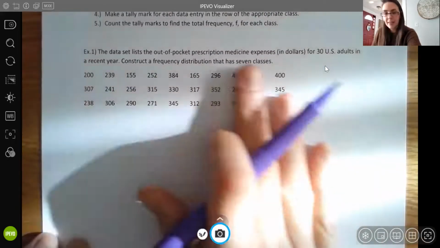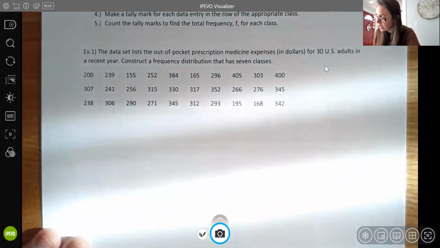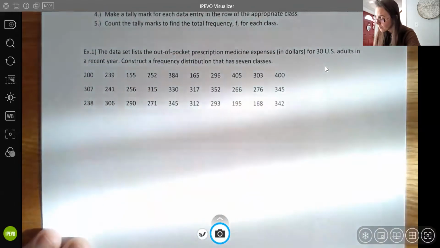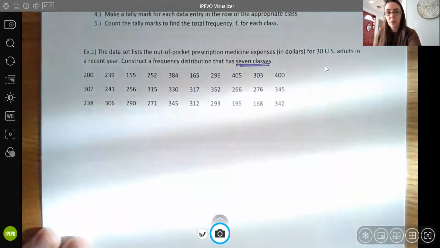So here's my data. The data set lists the out-of-pocket prescription medicine expenses in dollars for 30 US adults in a recent year. So this is how much people are spending on their prescriptions. We're going to construct a frequency distribution that has 7 classes. So here they're going to tell us how many classes they want us to use.